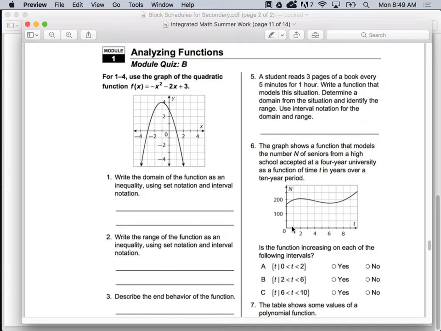If anyone needs to use the restroom now, you can go ahead and use the restroom. But do 1, 2, 3, 5, and 6.